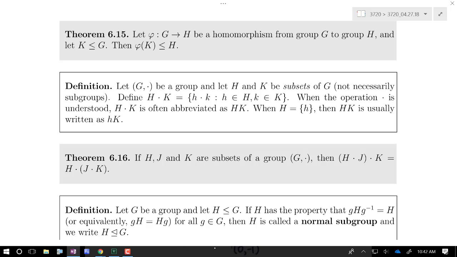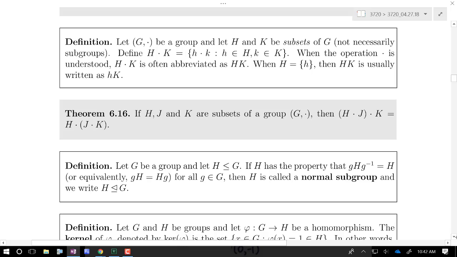So a homomorphism really preserves structure in a group, in much the same way that it preserved relations in a graph, right? We said a function between two graphs was a homomorphism if it preserved edges between two vertices. If they were connected in one graph, they still had to be connected in another graph. Here with groups, we are preserving a similar kind of structure.